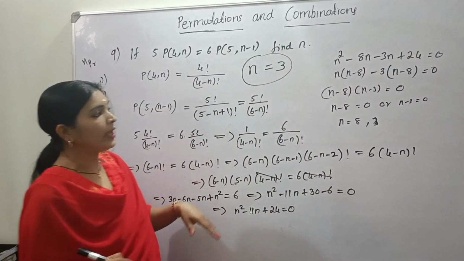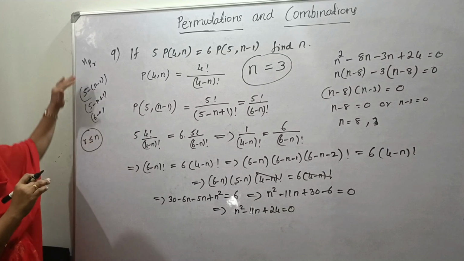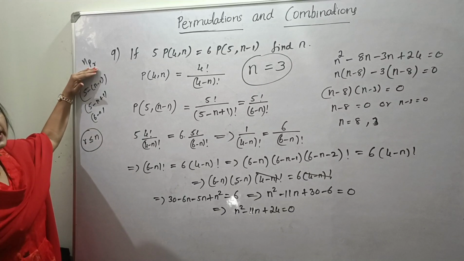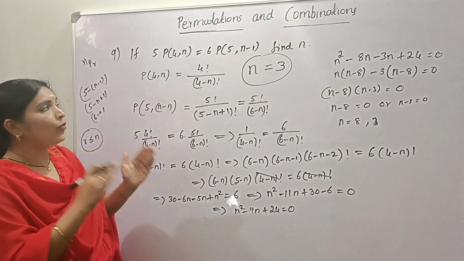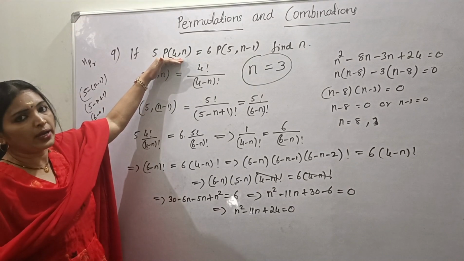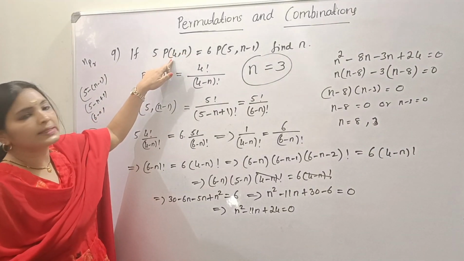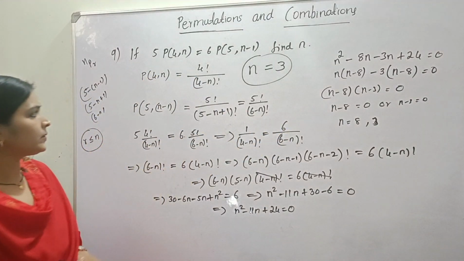The value of n is equal to 3. Okay. n is equal to 8 is not possible because we know that in nPr, here r should be less than 4. That means, see here, P of 4n means what? 4Pn. That is in the form of permutation formula nPr, right? So here n should be less than 4. Okay. Therefore, n value is 3.